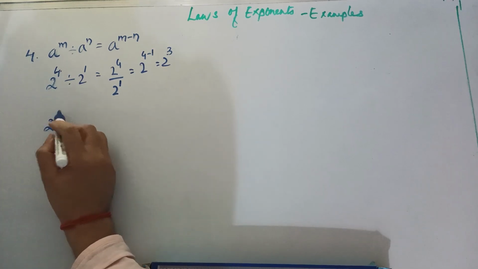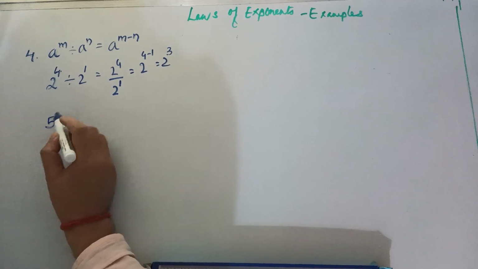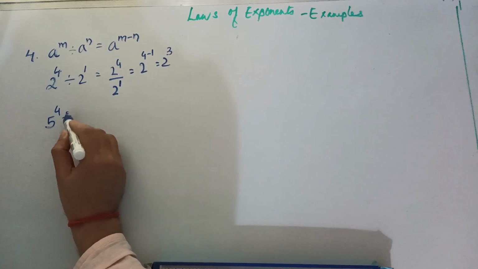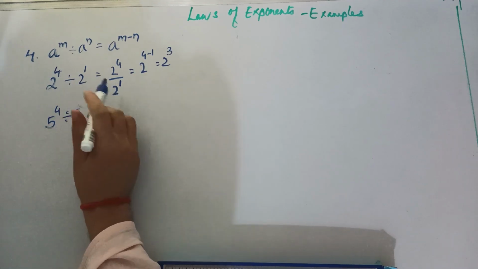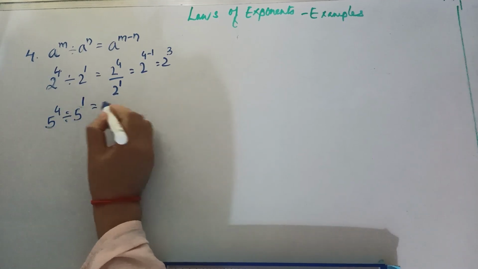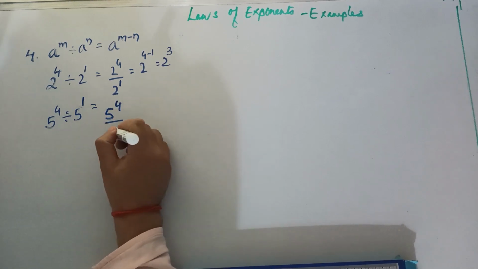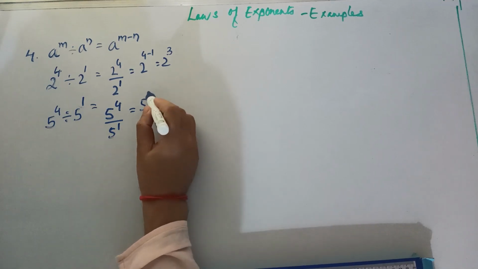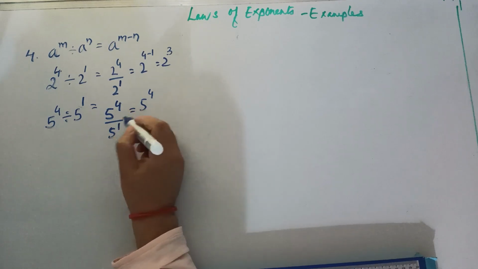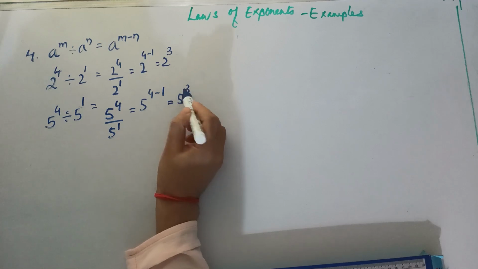Another example, let's take a different base, 5 raised to 4 divided by 5 raised to 1. So this will be 5 raised to 4 upon 5 raised to 1, which is equal to 5 raised to 4 minus 1, which is equal to 5 raised to 3.